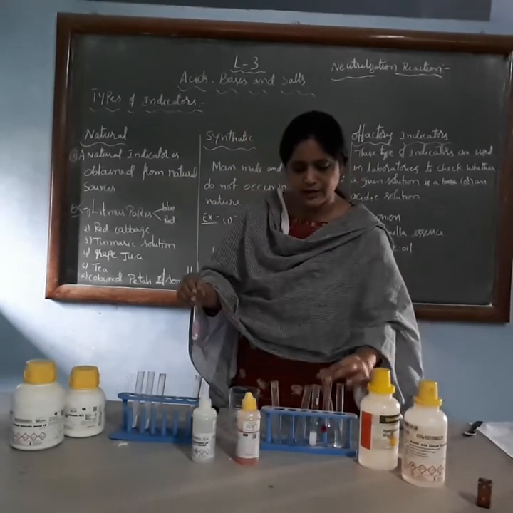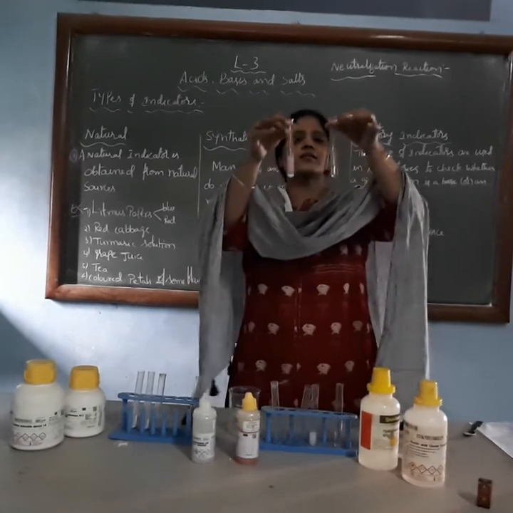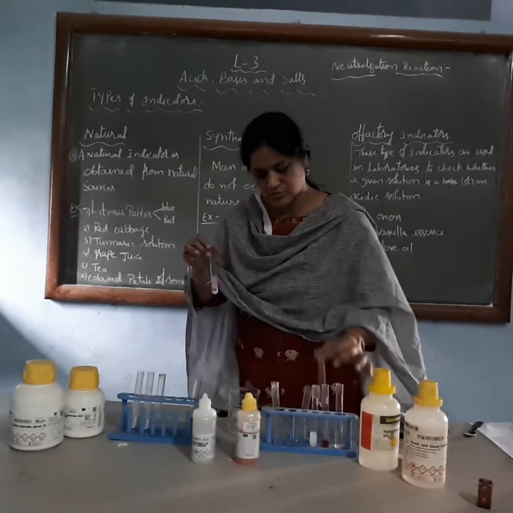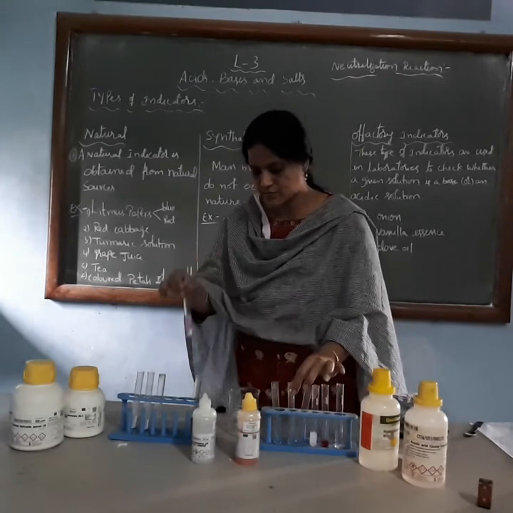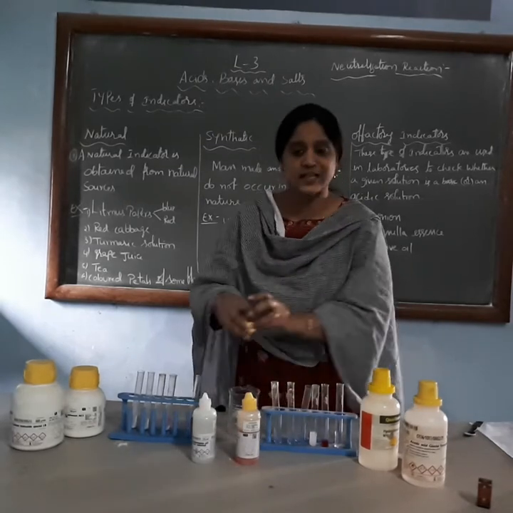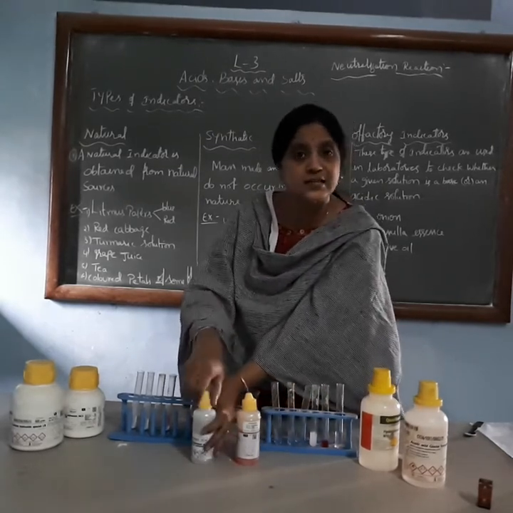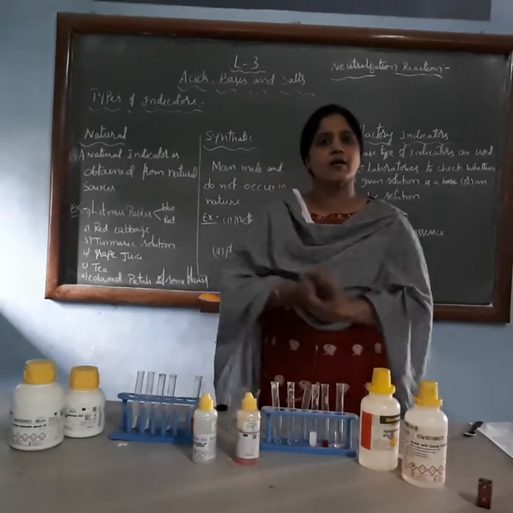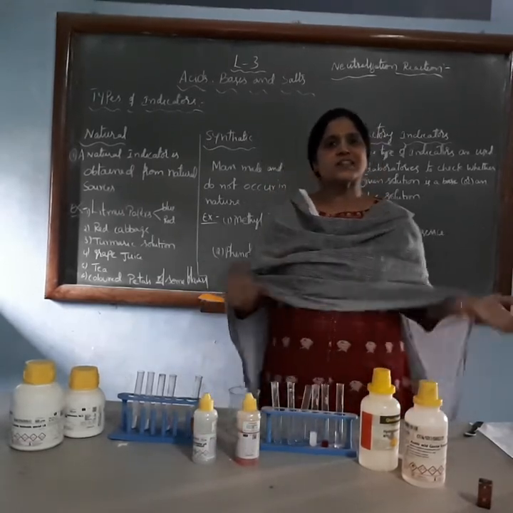Here, this is the red color. This is the pink color. So by using these synthetic indicators, by changing the colors, we can find out the given substance is an acid or base. So first, methyl orange.